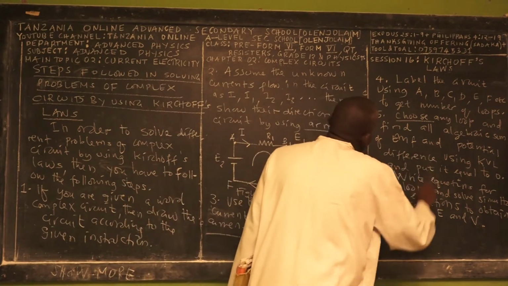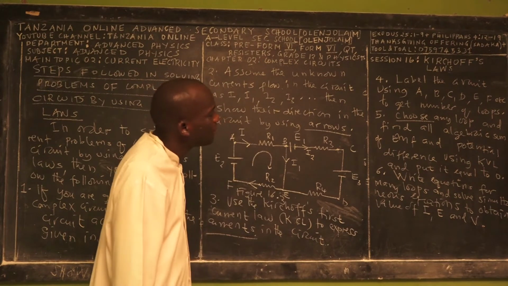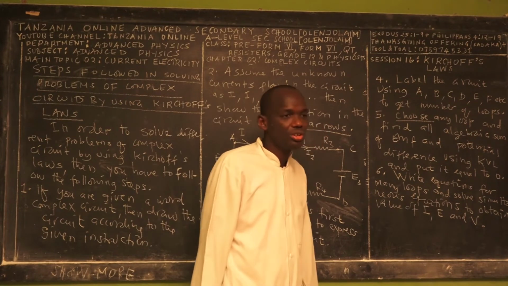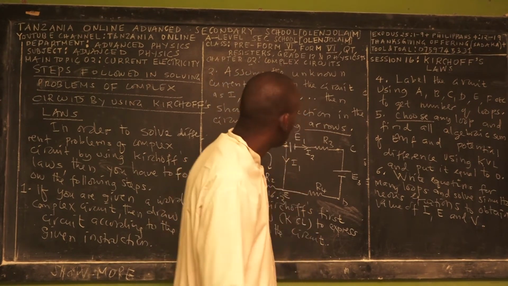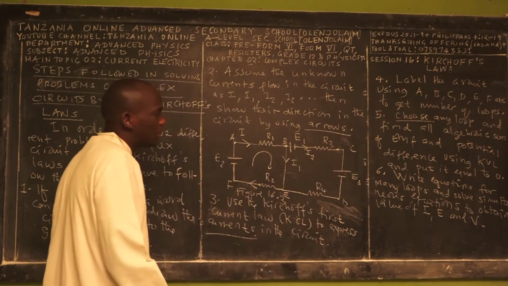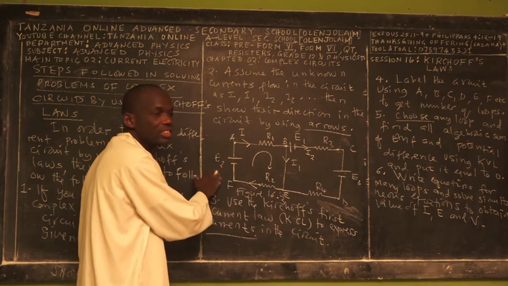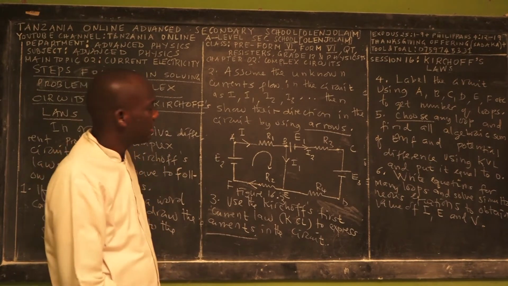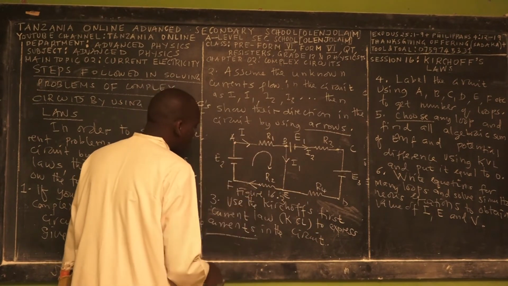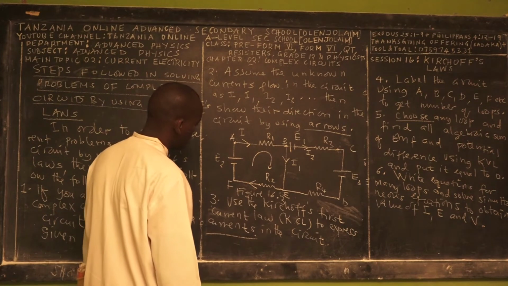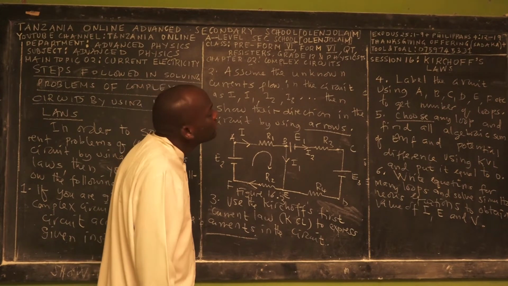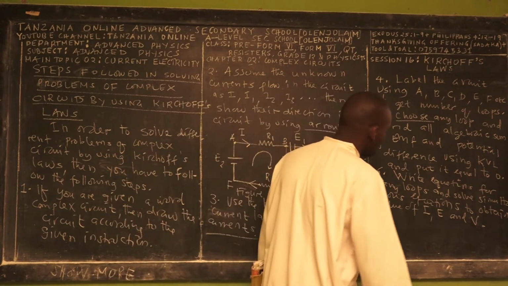The fifth step, choose any loop and find the algebraic sum of electromotive forces and potential differences using what? KVL, and put it equal to 0. You have maybe 3 loops. For example, you can choose this loop itself. Then you're asked to write out the algebraic sum of the EMF, which for this case is E2, and the potential differences using KVL. So here we have IR1, here we have what? Are we together? Yes.